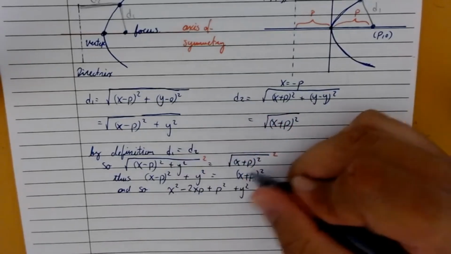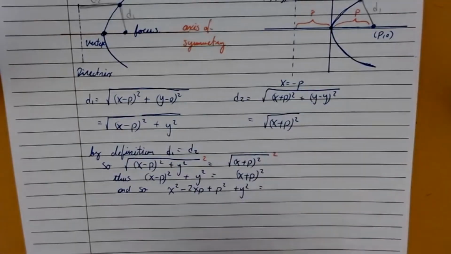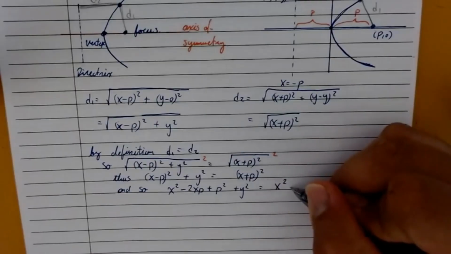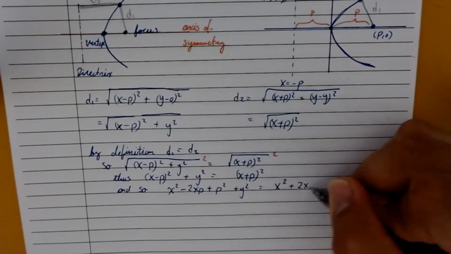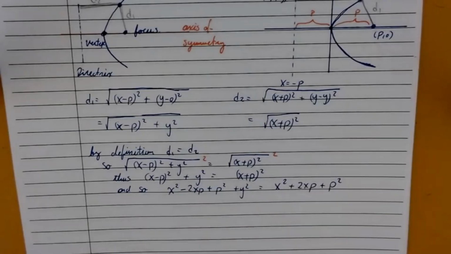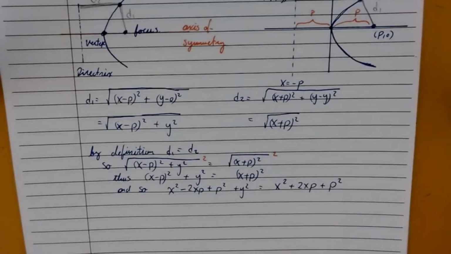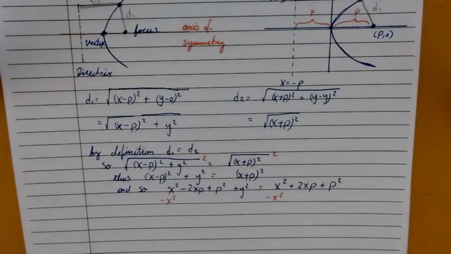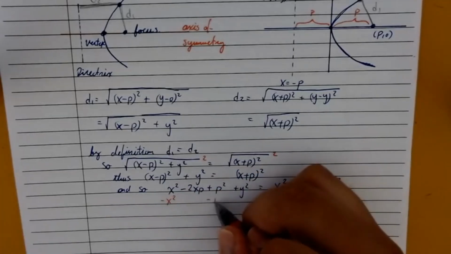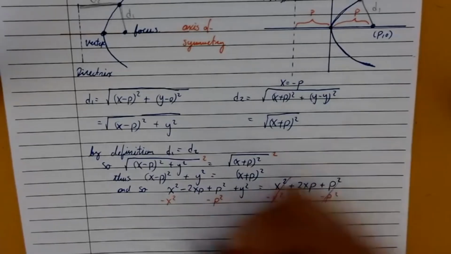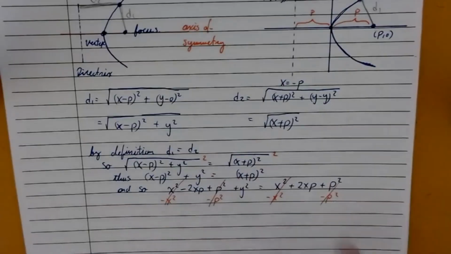Is equal to, if I square x plus p, that's x plus p times x plus p. That's x squared plus 2xp plus p squared, like that. Notice that I have an x squared on both sides of that equation, so I can subtract that away from both sides. And I have a p squared on both sides of that equation, so I can subtract away p squared. And so all of those terms disappear.